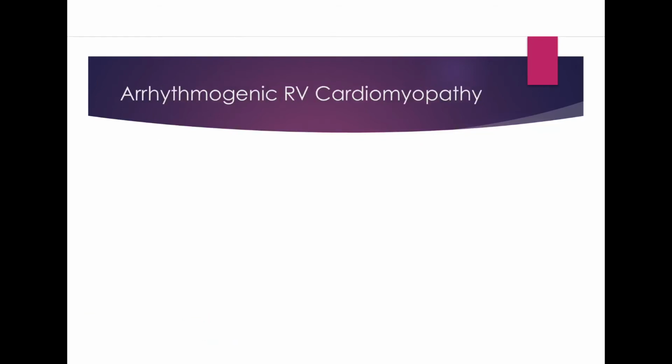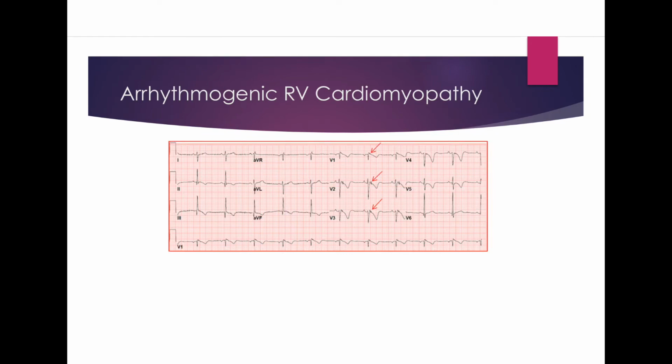Another rare cause of cardiogenic syncope is called arrhythmogenic right ventricular cardiomyopathy. Here is an ECG from a patient with this condition. And the most prominent findings here are the deep T-wave inversions in most of the precordial leads, V1 through V5, as well as the inferior leads.